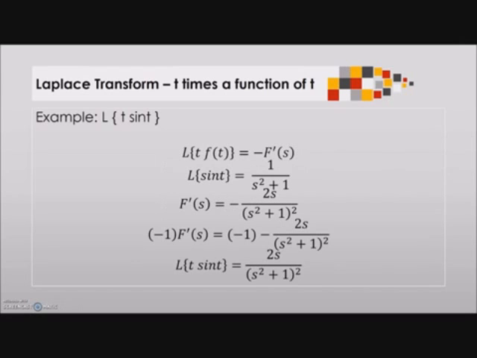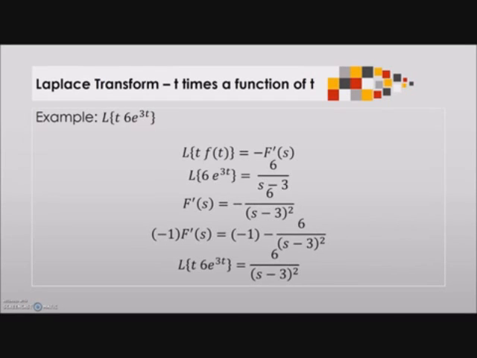Let's have examples. First example is the Laplace transform of t times sine t, where f of t equals sine t. Now, applying the Laplace transform of sine t equals 1 over s squared plus 1, and differentiating that, we will have negative 2s over the square of s squared plus 1, and multiplying by negative 1, we will arrive at the final answer of 2s over the quantity s squared plus 1 squared.